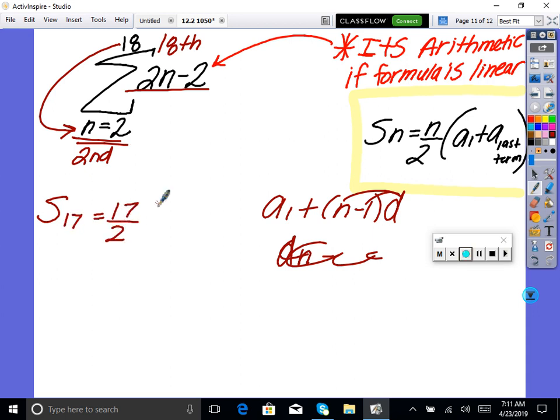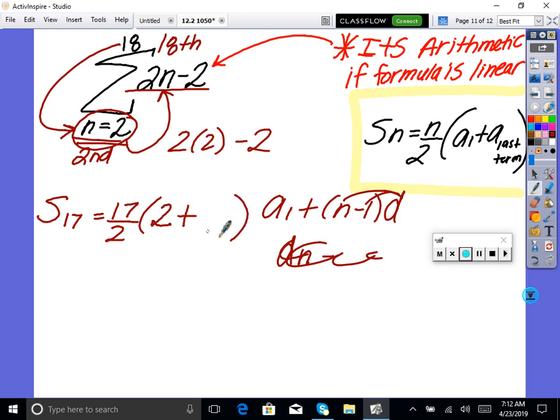So 17 divided by 2 times a sub 1. How do I find the first term? Plug in what, though? 2 is the second term where we're starting, everyone. So plug 2 into the formula. So that would be 2 times 2 minus 2. 4 minus 2 is 2. Plus, and then we need to put in our last term. Isn't the 18th term the last term? So we take 18 and plug it in. So 18 times 2, 36, minus 2, 34. And then you would just calculate that in your calculator.